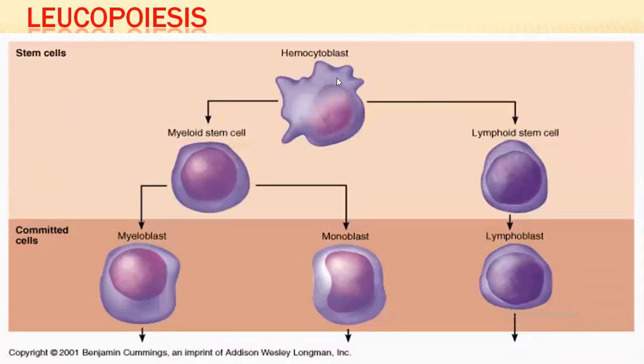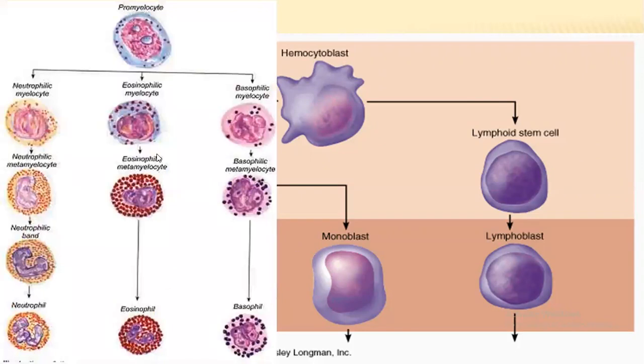So you can see the hemocytoblast is a hematopoietic stem cell that will differentiate into two cells: the myeloid stem cell and the lymphoid stem cell. Same information. The myeloid stem cell can become the myeloblast or monoblast. Myeloblast will become those granulocytes. The monoblast will become the monocytes. Then the lymphoid stem cell will become the lymphoblast, and then it will become mature B cell and T cell. So you have mature T lymphocytes and B lymphocytes coming from here. We've already discussed the six stages in which the granulocytes are developed.